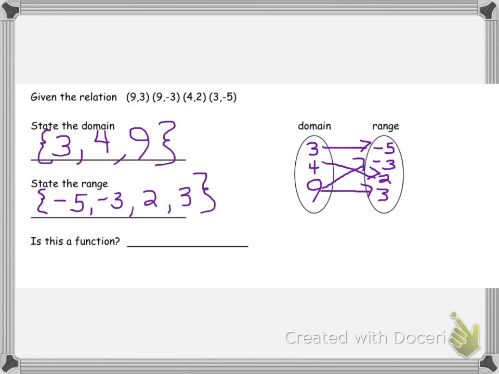Is this a function? Remember the definition of the function. A function is a special relation where every element in the domain is matched with only one element in the range. Hopefully you said no. 9 was matched up not only with +3, but also -3. And therefore this relation is not a function.